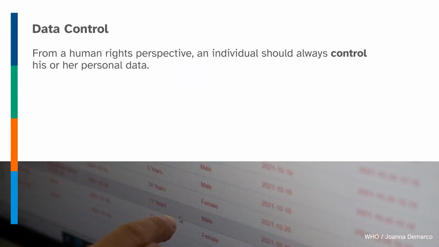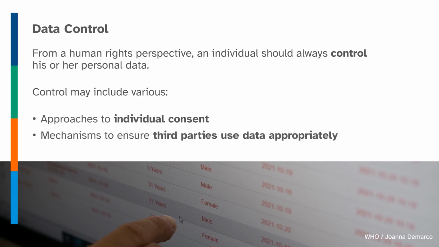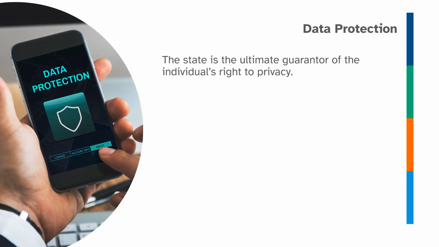From a human rights perspective, an individual should always control his or her personal data. Control may include various approaches to individual consent, mechanisms to ensure that third parties use data appropriately. The state is the ultimate guarantor of the individual's right to privacy, and data protection laws are rights-based approaches.